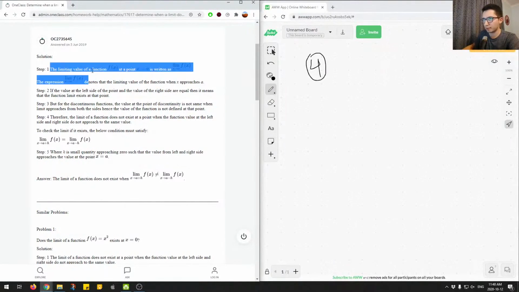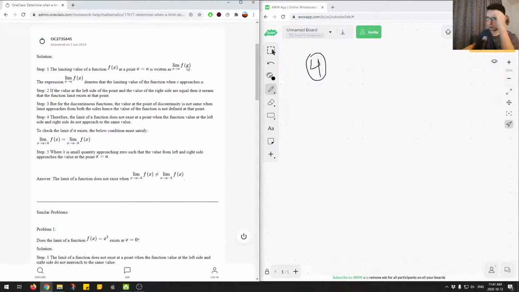So the limiting value of a function f at x at point a is as follows. This is just the normal kind of limit evaluation. The expression denotes the limiting value of the function when x approaches a. So this is correct. Step 2, if the value at the left side of the point and the value at the right side are equal, then it means that the function limit exists at that point.